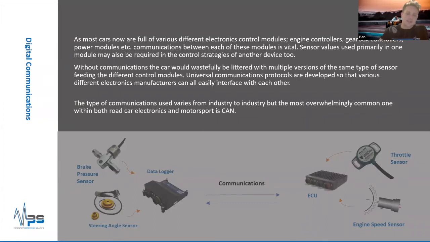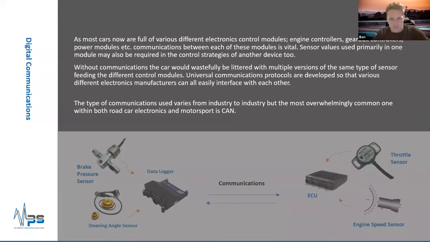The previous few slides were talking about if we want to physically add our own sensors to the car to monitor our drivers' inputs on the controls. Another big part of modern day motorsport electronics and data logging is communications. Depending on the age of the car you're working with, it will presumably have some sort of electronics control module already installed on it.